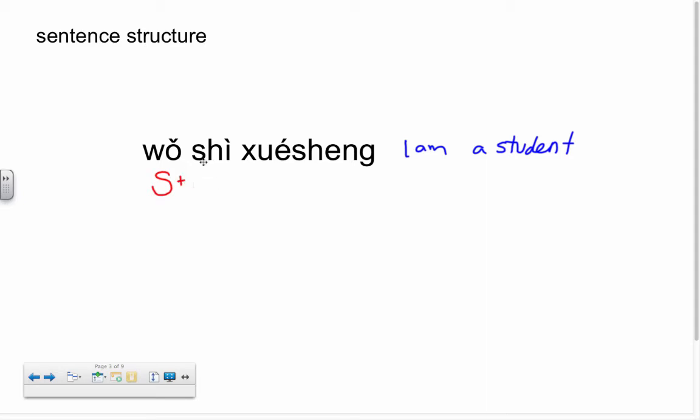And what comes after the subject? 是, which is the verb to be. So we have the verb. And then finally, 水生, the object. So we have the subject, verb, object. And that's really how every Chinese sentence works, which is really a lot like English. I am a student. It's really the same order here, so nothing crazy.